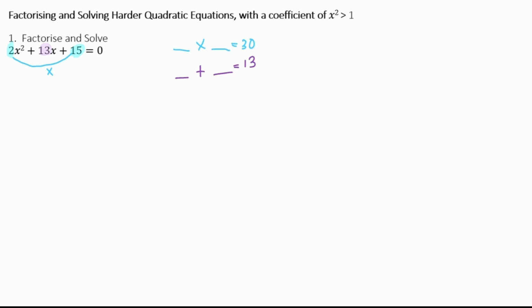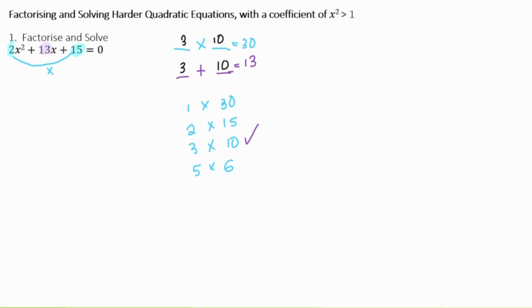So we are now going to look at the factors of 30. We've got 1 and 30, we've got 2 and 15, we've got 3 and 10, and we've got 5 and 6. The numbers that also add up to give us 13 are 3 and 10. So we are going to use 3 times 10 to give us 30, and 3 plus 10 to give us 13.